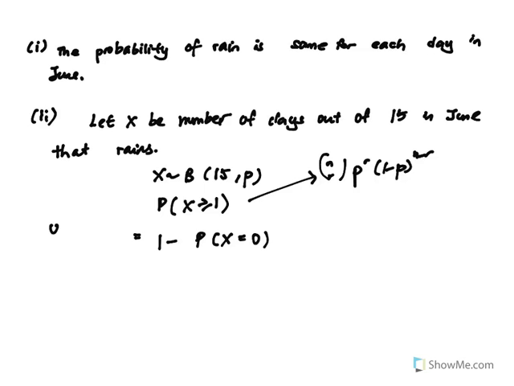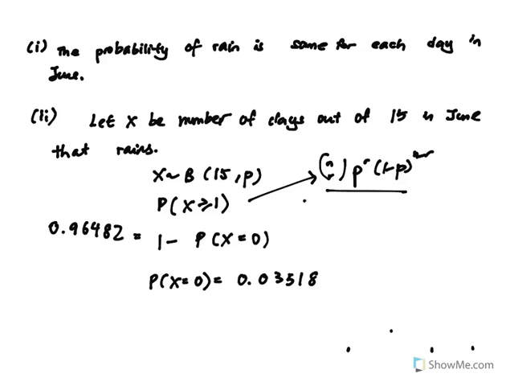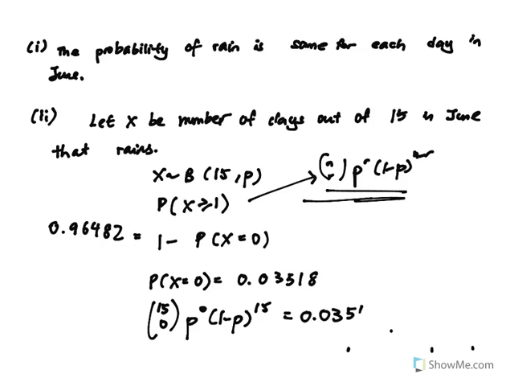We want this to be equal to 0.96482 as given in the question. So the probability that X equals 0, if I manipulate and rearrange this equation, will be 1 minus 0.96482, which is 0.03518. This is the same as 15 choose 0, p to the power of 0, and 1 minus p to the power of 15, equal to 0.03518. Now 15 choose 0 is just 1, p to the power of 0 is 1, so you are looking at 1 minus p to the power of 15 equal to 0.03518.